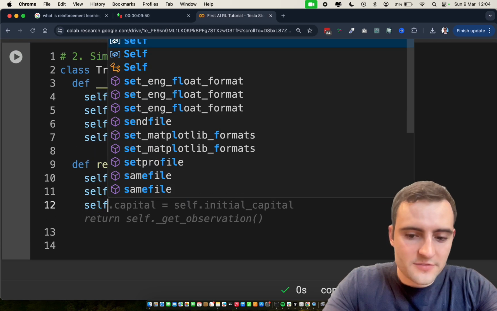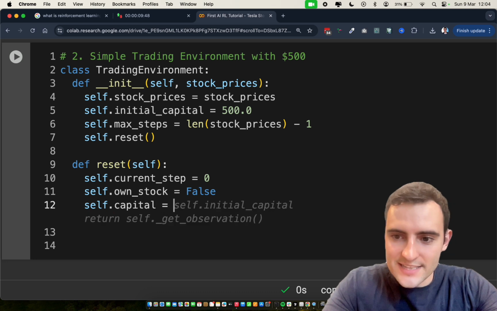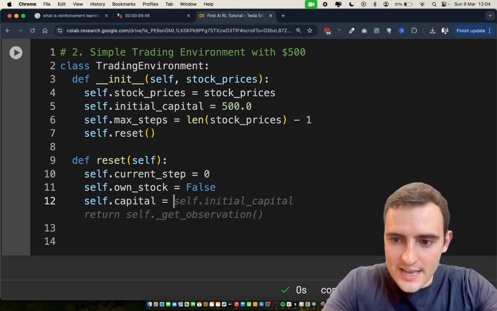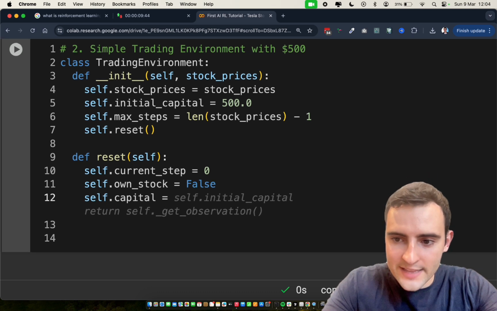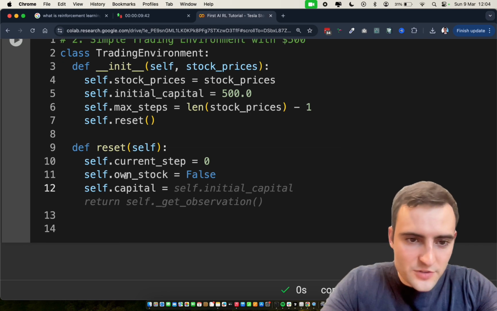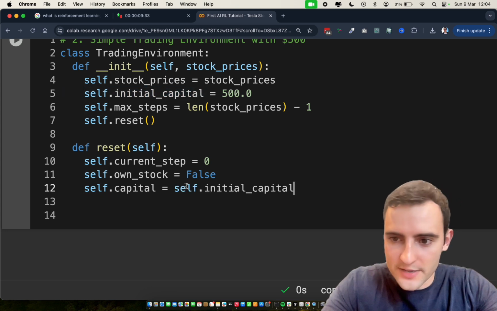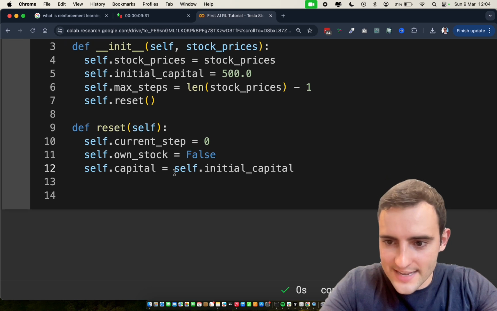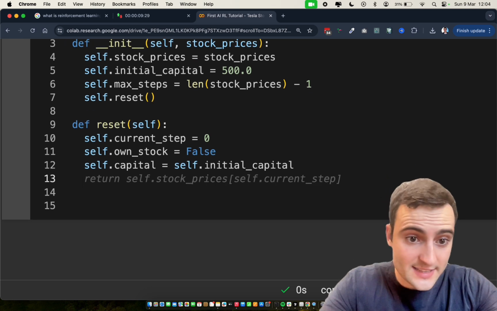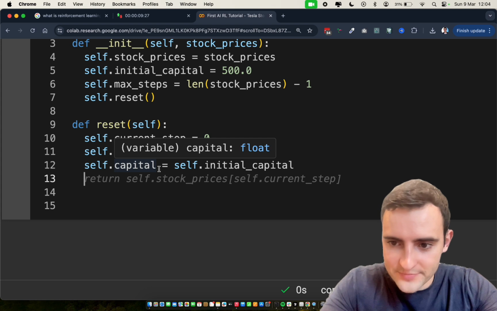Next, we're going to do self.capital, and this is the amount of money that we have, right? And if you remember at the beginning, we start off with this amount. So I'm just going to copy the self.initial_capital, $500, and I'm going to write it here. So that is the capital that we start off with.